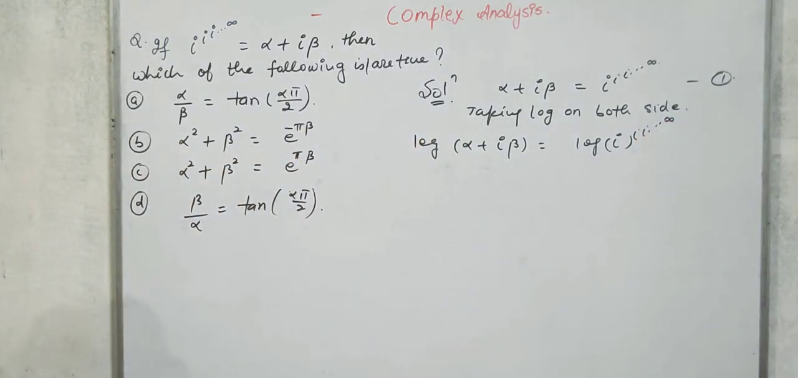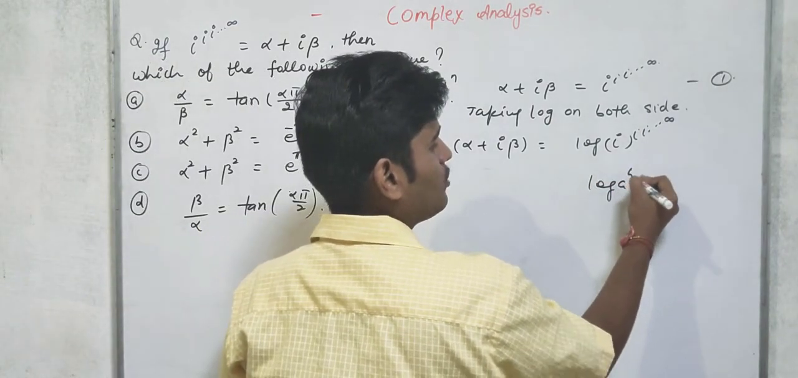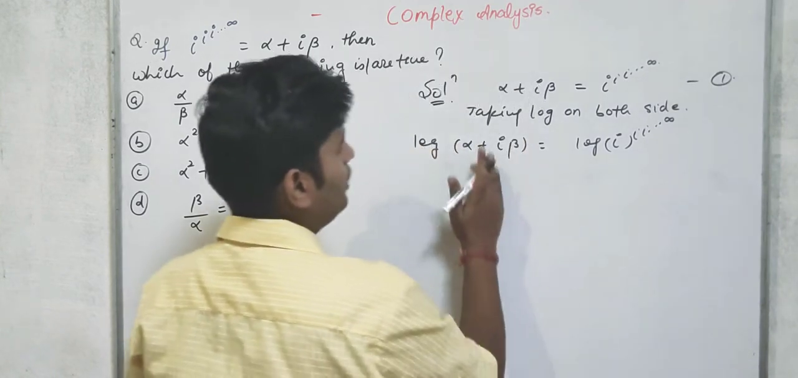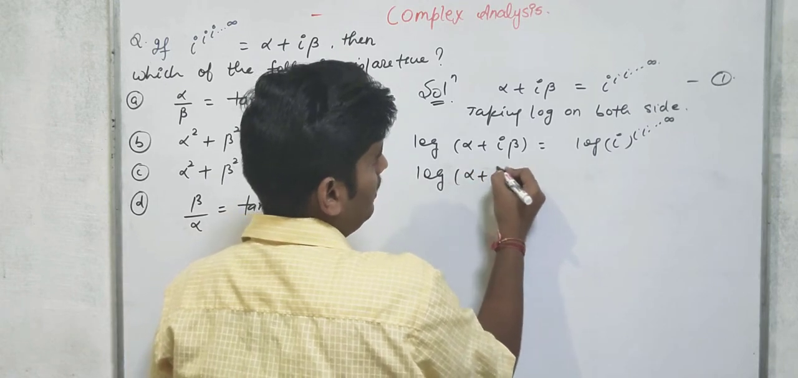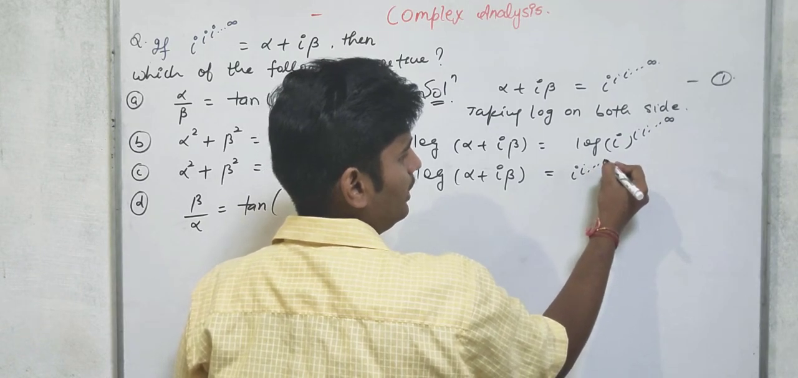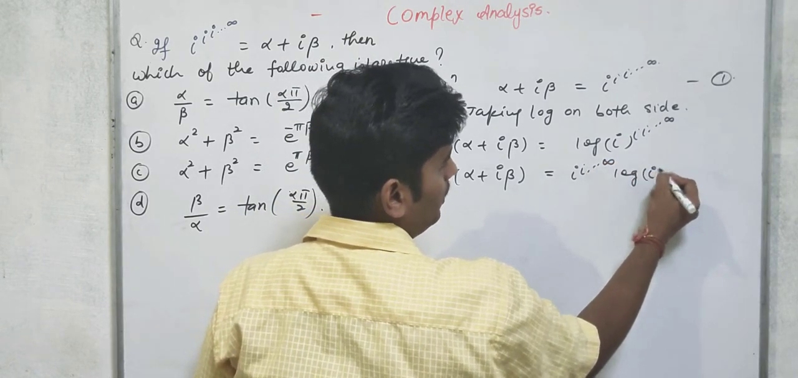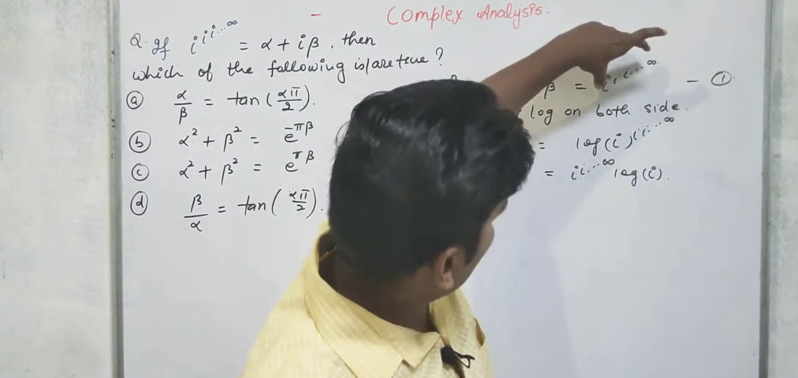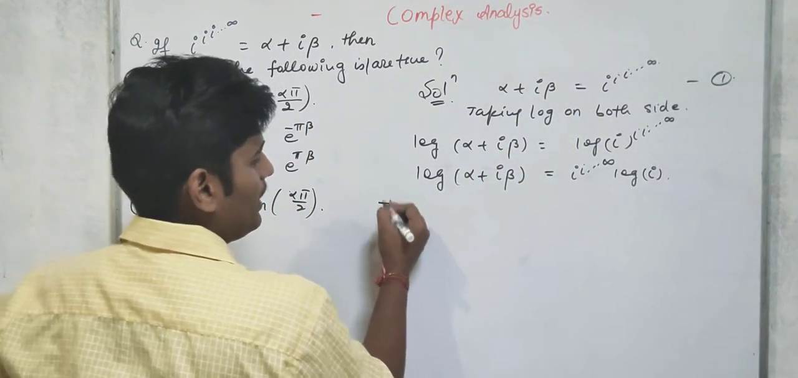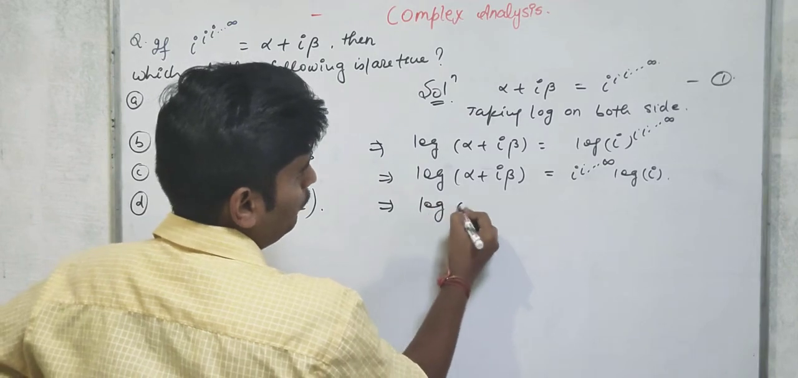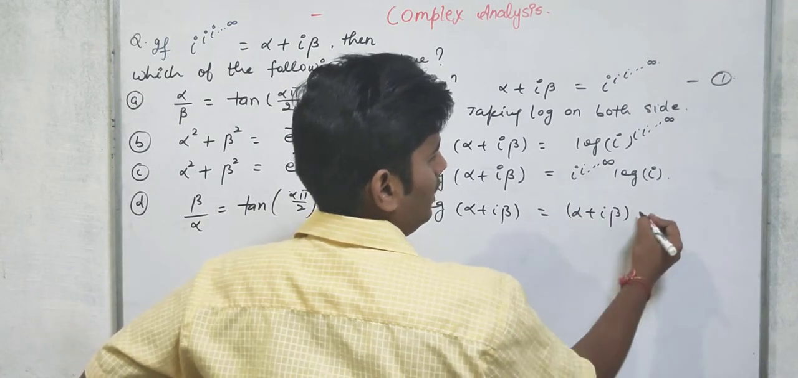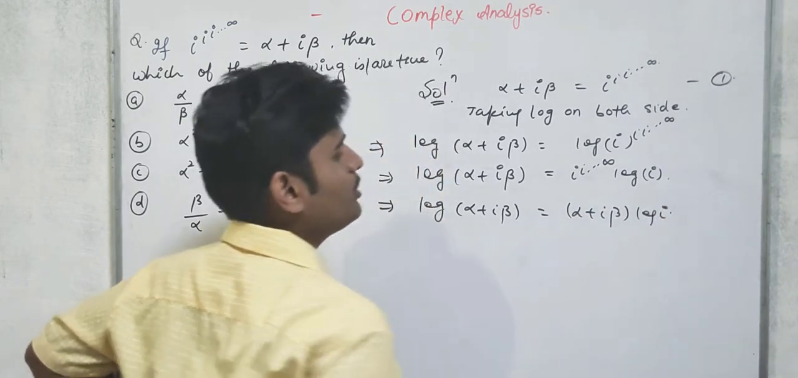Now again using the property of log of a raised to power b, it's b log a. ओके, सो इस प्रॉपर्टी का हम यूज करेंगे यहाँ पे. तो ये क्या होगा हमारे पास, log of alpha plus iota beta is equal to iota raised to power iota and so on infinity into log of iota. And by equation 1, what is the value of iota raised to power iota infinity? It's again alpha plus iota beta. So it implies that log of alpha plus iota beta is equal to alpha plus iota beta into log of iota.